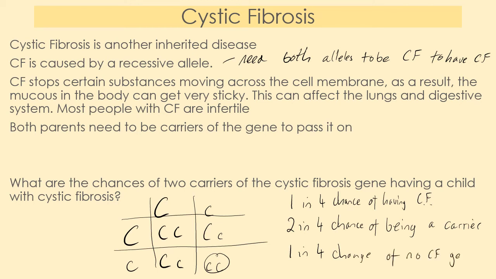Now, obviously, if parents had a child, they were both carriers and didn't realise, and had a child who had CF, they would probably get their other children tested to see if they were carriers as well. Because this could affect their decision to have children in the future, knowing that they were a carrier for an inherited disease.